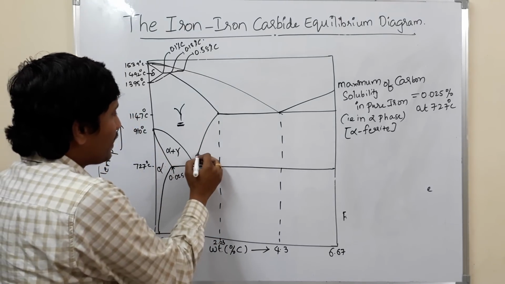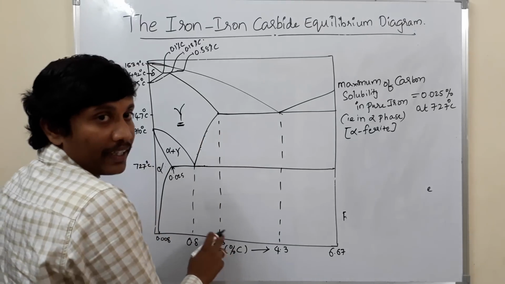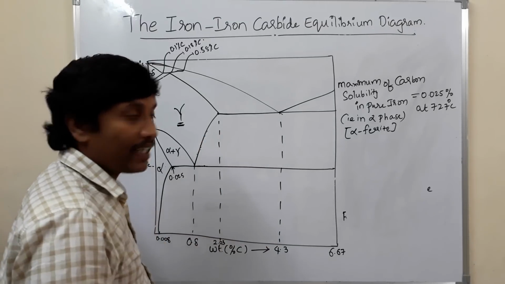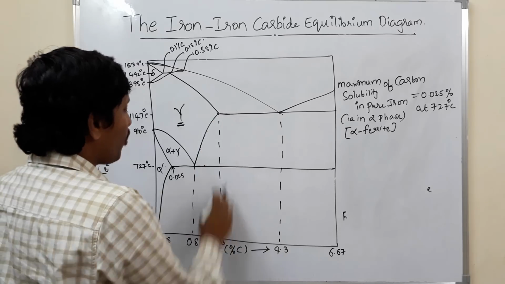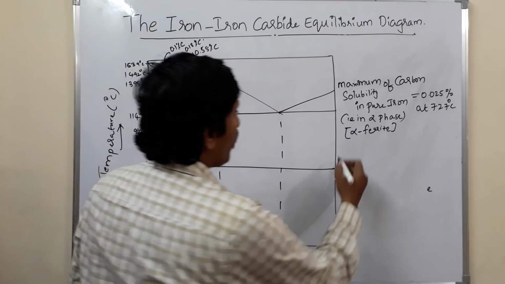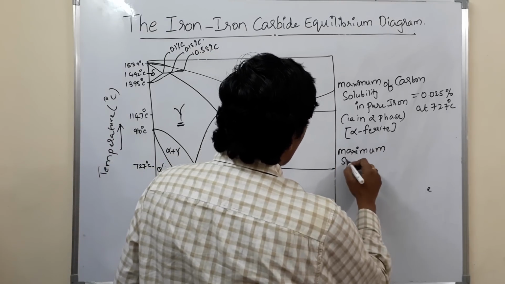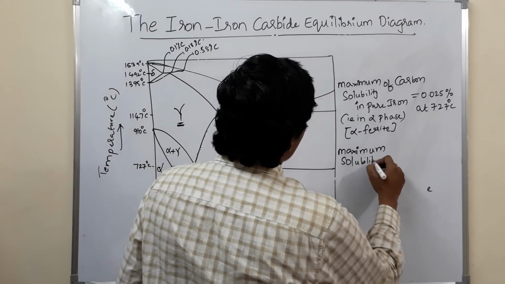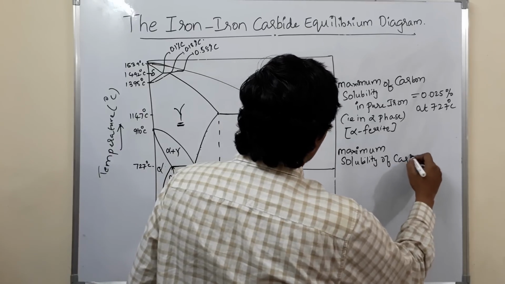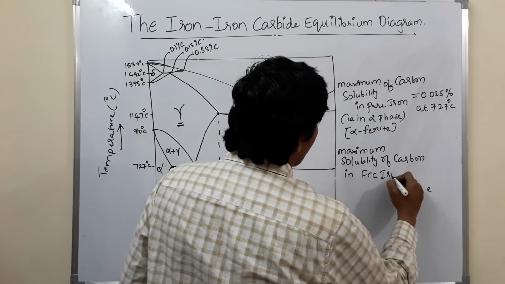As the temperature increases, the percentage of carbon dissolved in gamma iron increases, and it reaches a maximum of up to 2.03 percentage. So what is the maximum solubility of carbon in FCC iron?